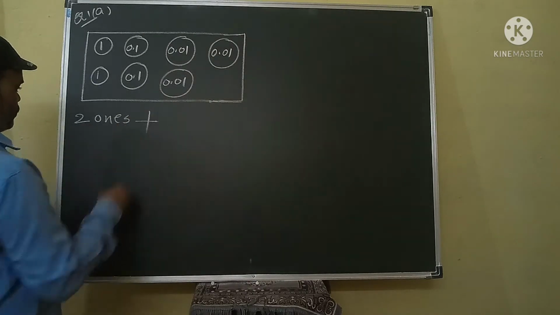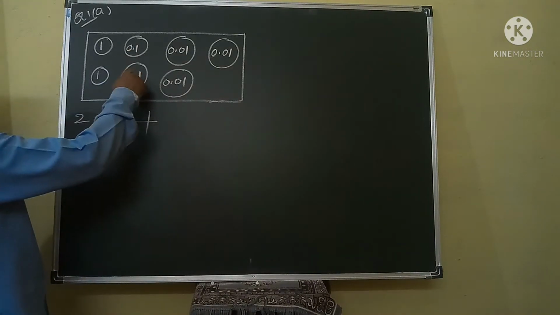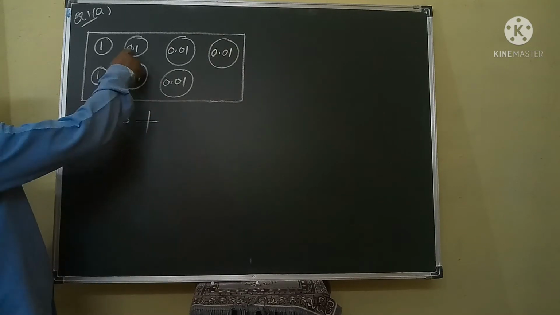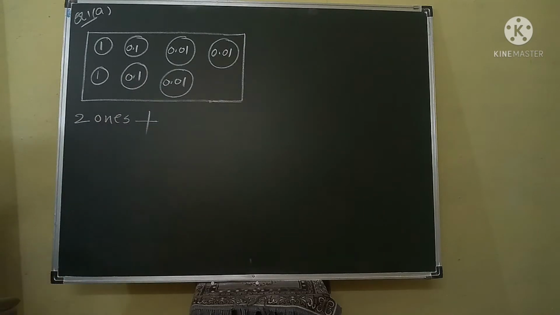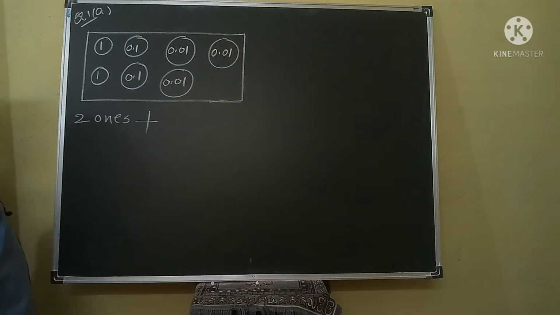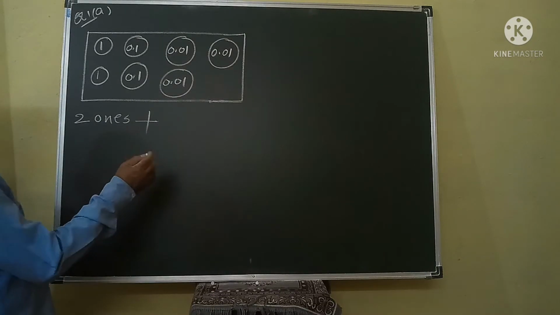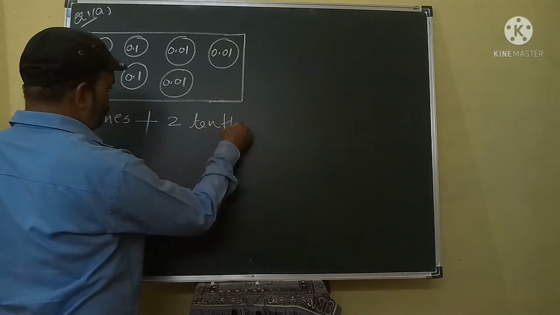Plus 0.1, which means 1/10. How many times is 1/10 in this number disk? As you are looking, 0.1 is there 2 times. That means 1/10 is there 2 times. So what will you write? This is 2/10.